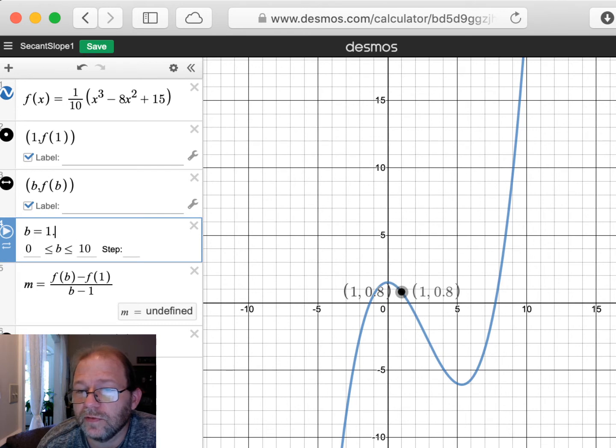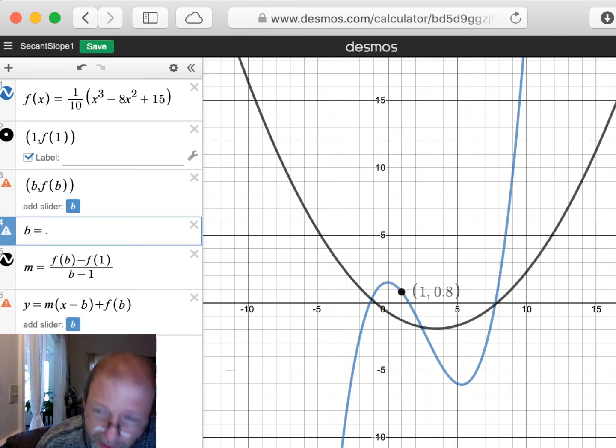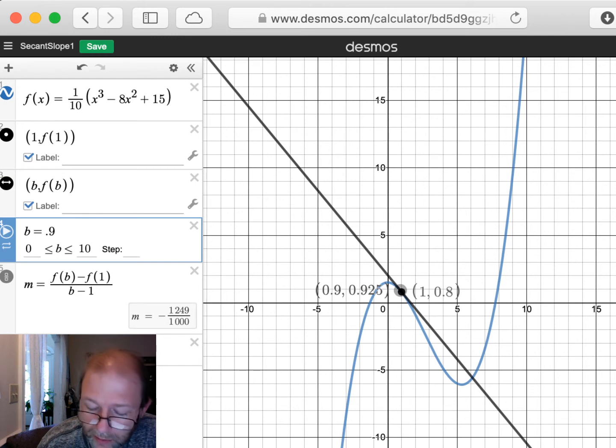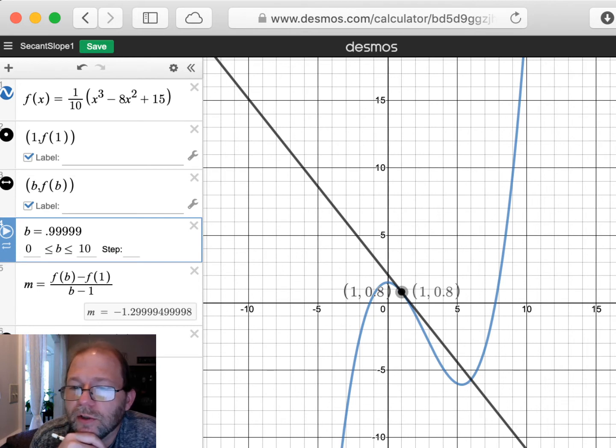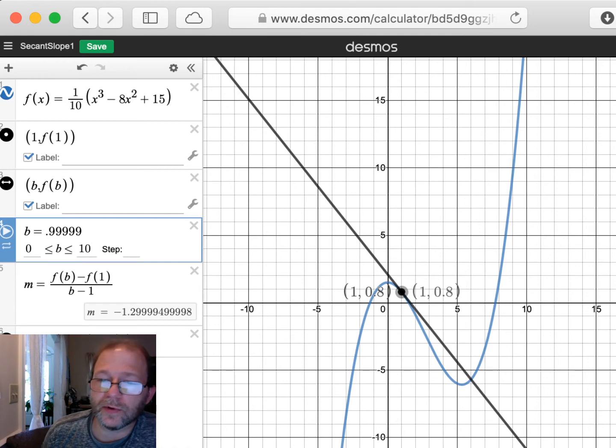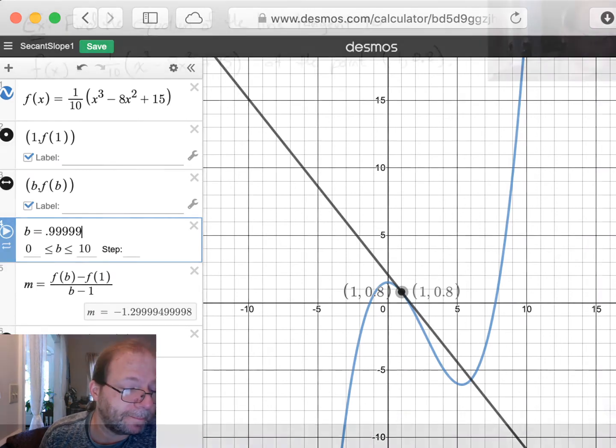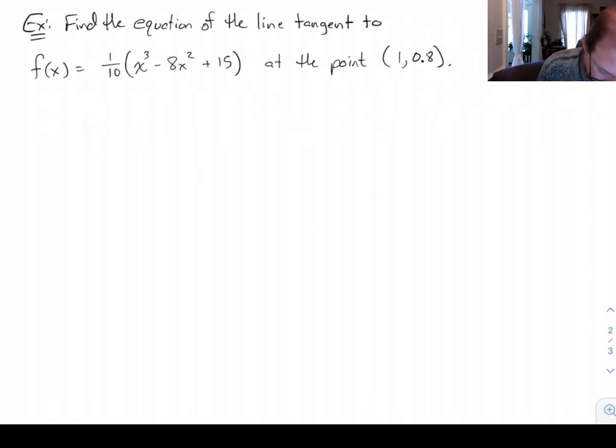And similarly, if I put b as being slightly less than 1, 1249 over 1000, that's close to negative 1.3. But if I keep making this closer and closer, notice that slope m gets close to negative 1.3. So we're going to guess that the actual slope of the tangent line is negative 1.3. So m tangent is negative 1.3.